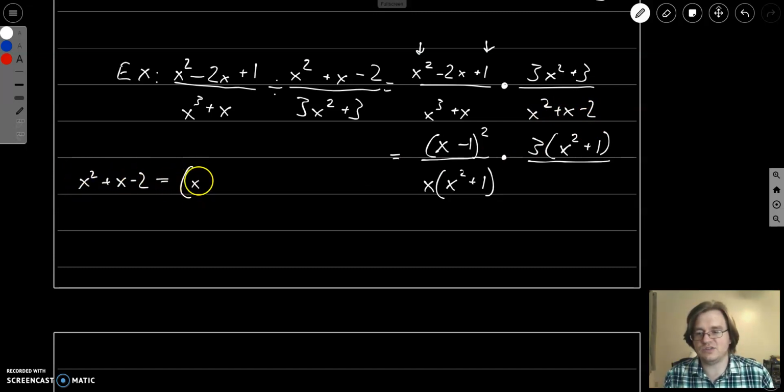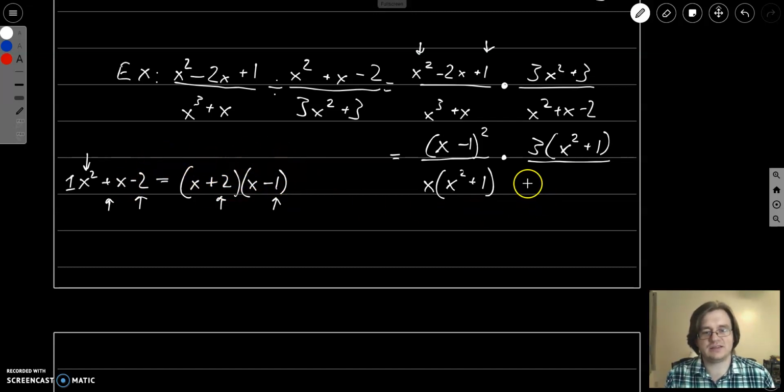I want to factor this, so it should be x plus something or minus something times another x plus or minus something, and I have to figure out what should go here. I know that it's just x and x because they have to multiply to give 1x squared. When I multiply these two guys, I should get negative 2, but when I add them together, I should get plus 1. So we'll take x plus 2 minus 1. Why? Because if I multiply the last two terms, I'll get negative 2. But if I add negative x and 2x, I get 1x. So this will be x plus 2 times x minus 1.